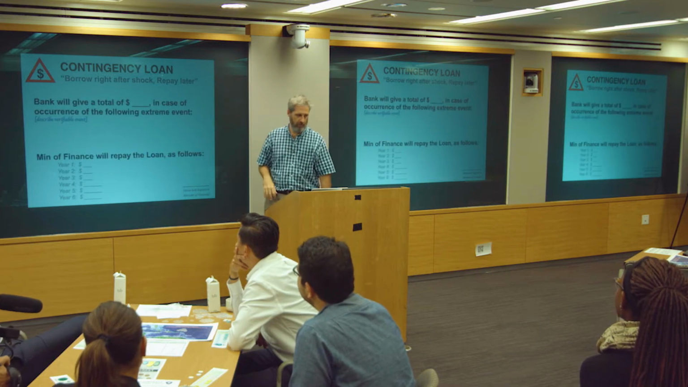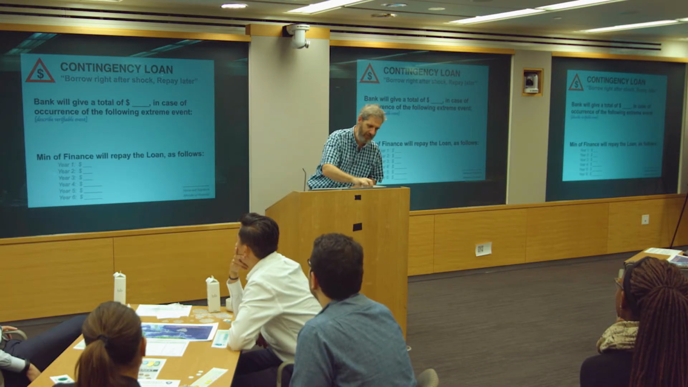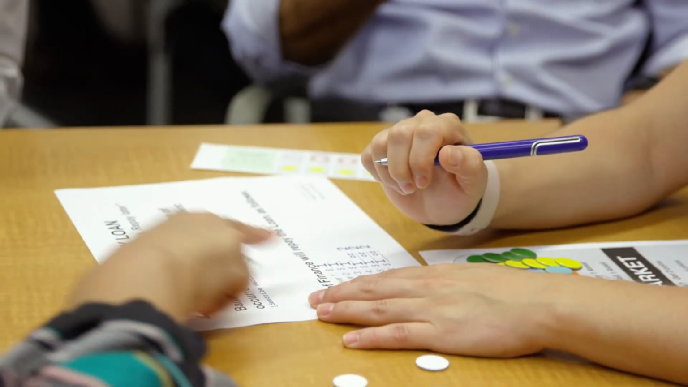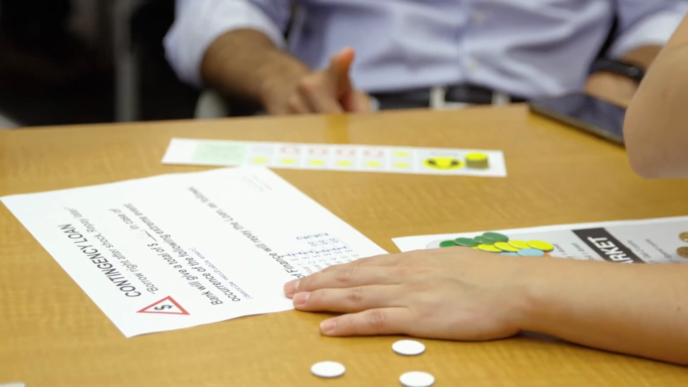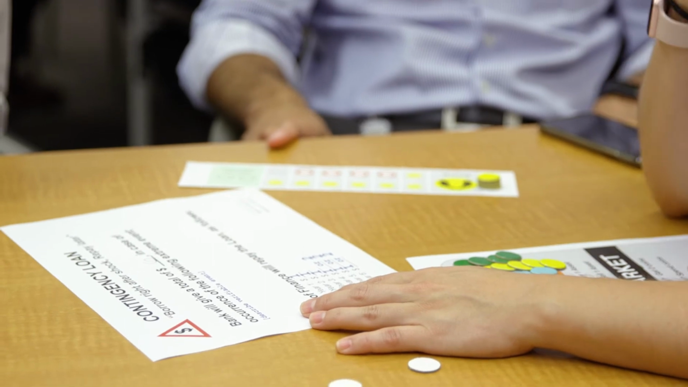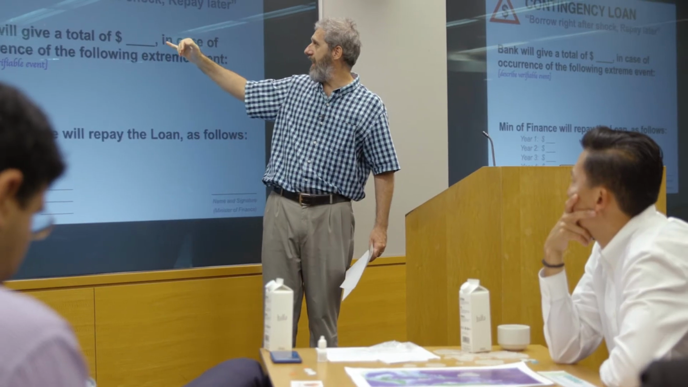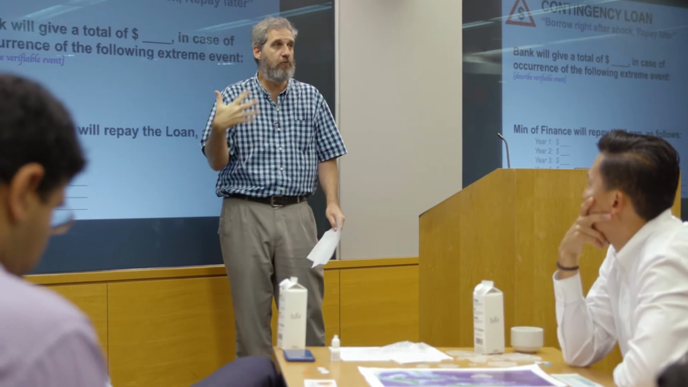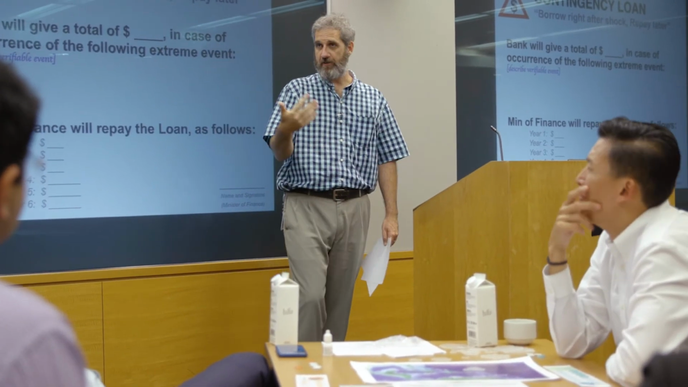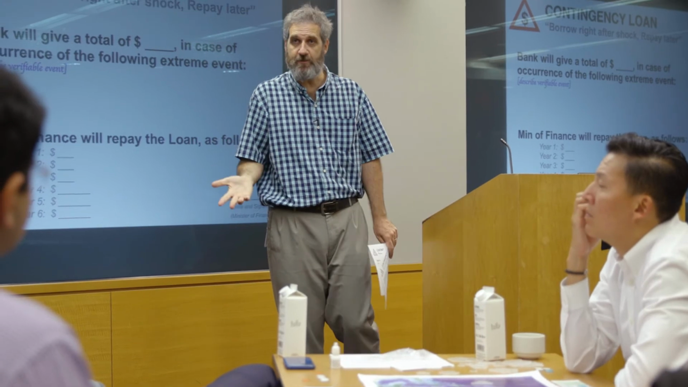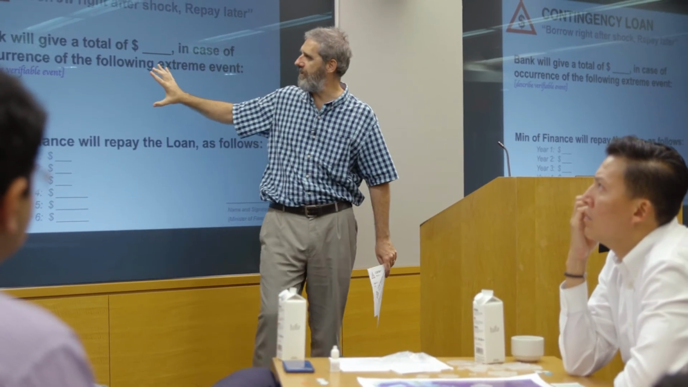So you shall receive these pieces of paper. And you have to write how much money you would like to receive. Is it 5? Is it 10? Is it 2? And you have to describe in case of the occurrence of what. Is it a hurricane of a certain magnitude? Is it something else that is measurable? You have to describe it here.